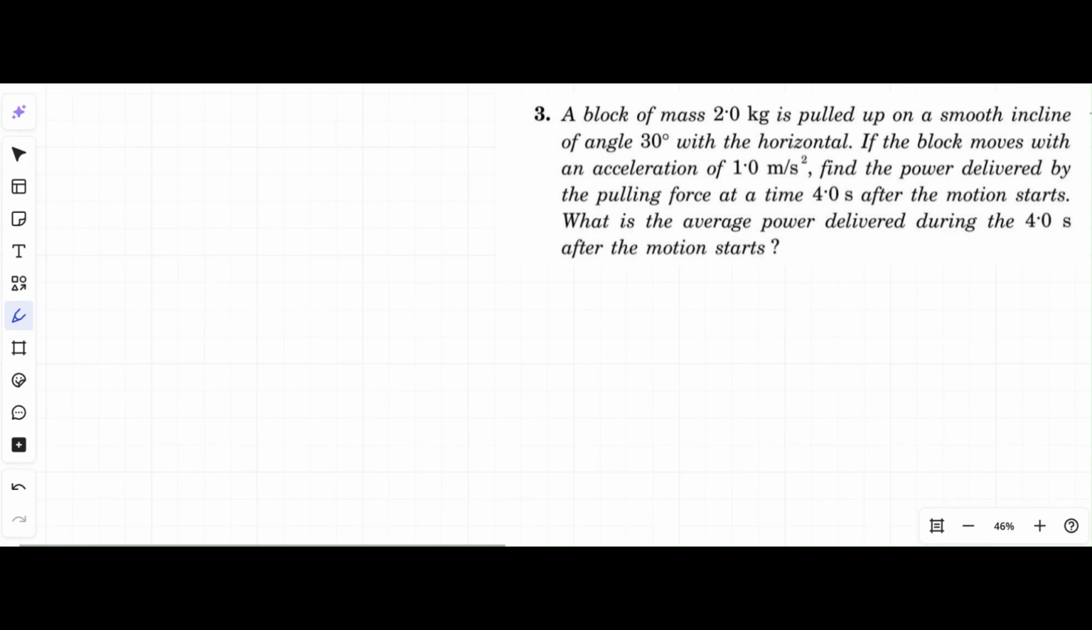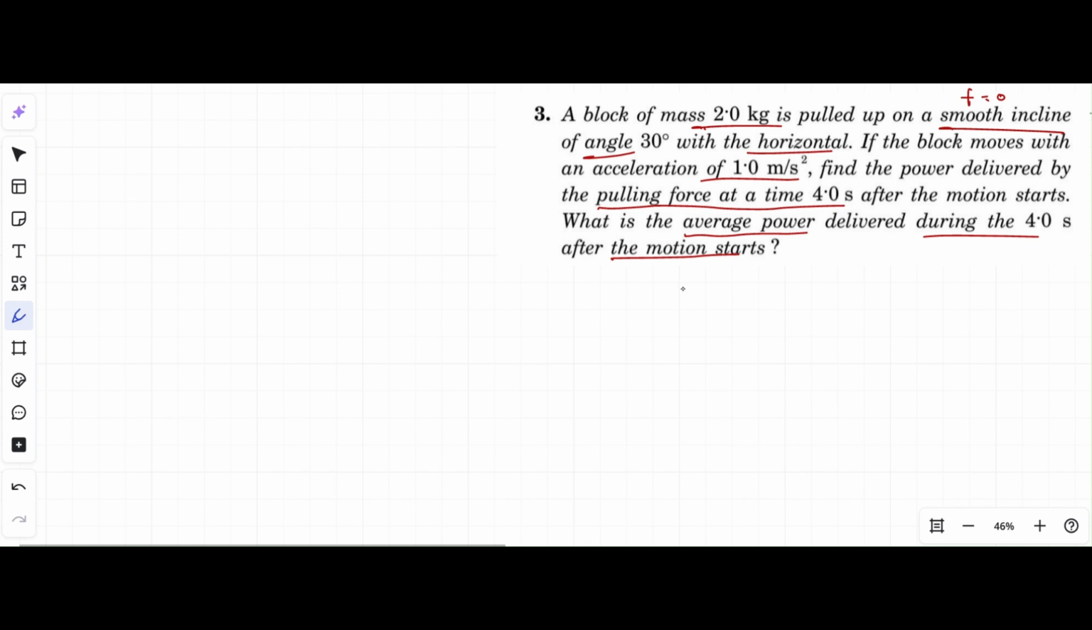Now this is a simple question, but it has been given in a manner to confuse you. It's good to understand these kinds of questions. There's a block of mass 2 kg which is pulled up on a smooth incline, meaning friction is equal to 0. The angle is 30° with the horizontal, and the block moves with an acceleration of 1 meter per second square. Find the power delivered by the pulling force at a time 4 seconds after the motion starts, and what is the average power delivered during the 4 seconds after the motion starts?